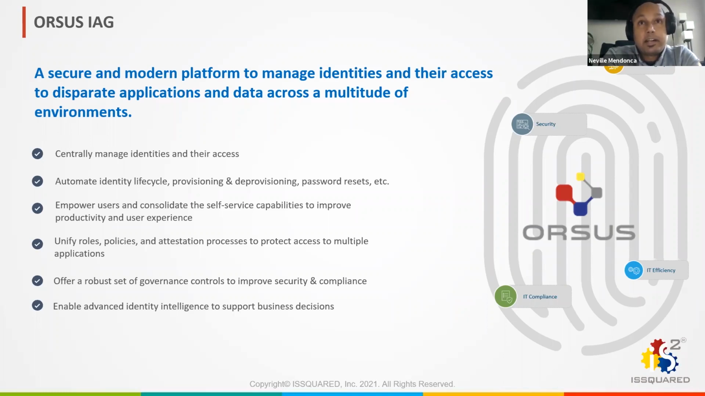You can set up different types of policies: provisioning policies, which can give birthright access, password policies, and so on. Attestation processes can be configured. We have the continuous attestations, which are recurring attestations, or you can have ad hoc attestation campaigns that you can run as and when desired. So ORSUS gives a robust set of governance controls, for example workflows, certifications, recertifications, and so on, to improve the security posture of your organization.